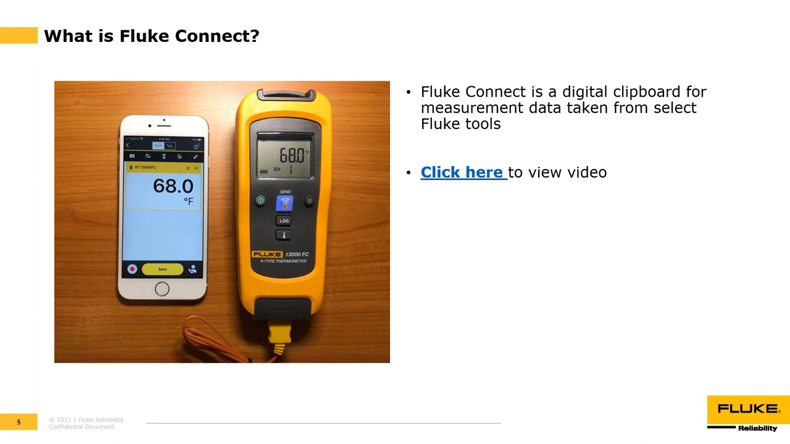Here you can see I have the Fluke Connect mobile app on my phone connected to a T3000 FC temperature module. You can see the reading on the tool, 68.0 degrees Fahrenheit, matches the reading in the Fluke Connect mobile app, 68.0 degrees Fahrenheit.